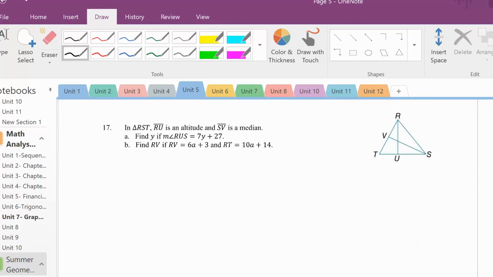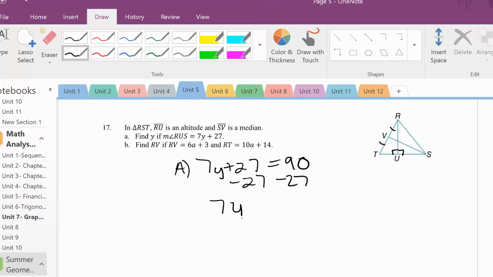All right. So now in triangle RST, RU is an altitude and SV is a median. So that means SV divides in half, whereas RU makes it perpendicular. Find the measure of y if angle RUS is 7y plus 27. Well, since it's an altitude, that means it's a right angle. So 7y plus 27 for part A is equal to 90. Subtract 27. 7y equals 63. So y equals 9.